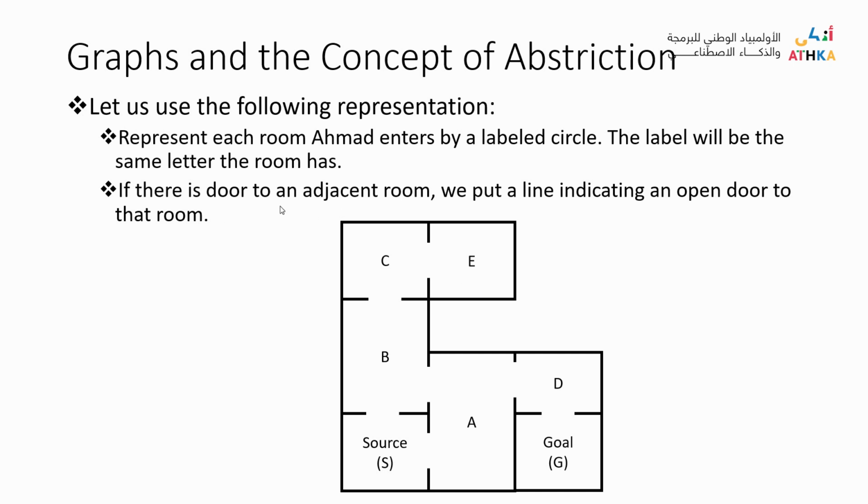Okay? If there is a door to an adjacent room that is open, we put a line indicating an open door to that room. So for example, you go to S, there are two open rooms, so we will put a node A and then we'll put a line between them as we go. So this is what we're going to do. So let's start doing this step by step.